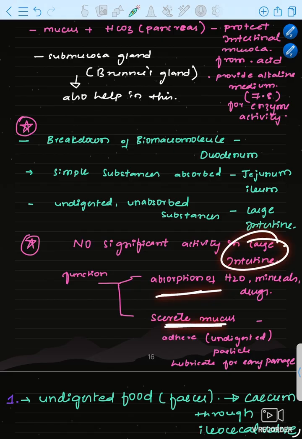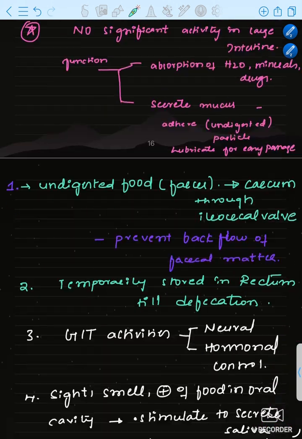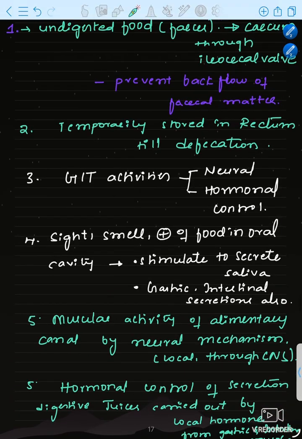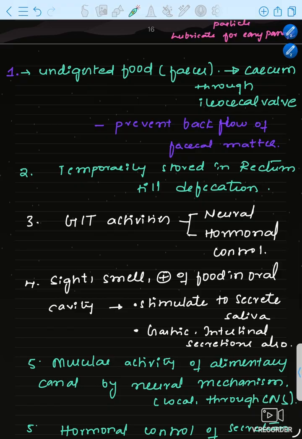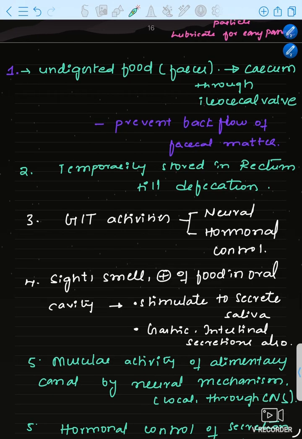It also secretes a little mucus. Why? Undigested particles adhere together, and the mucus will lubricate them for easy passage. So this is all about digestion. A little more is there, but you got an idea what kind of enzymes are acting in the mouth, stomach, and intestine, by the pancreatic juice and by the intestinal juice, that is succus entericus.